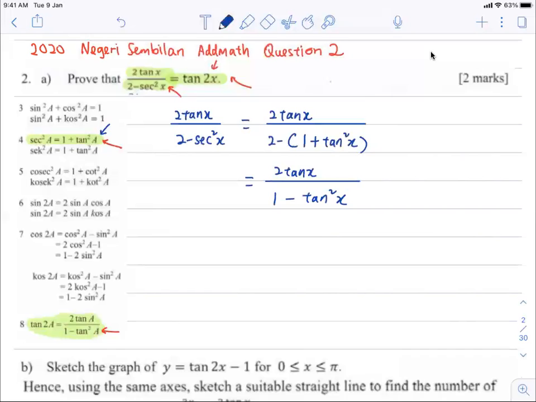Okay, so notice now our equation over here is already very similar to what we have in formula number 8. So what we need to do is just apply formula number 8. We'll get tangent 2x, shown. So we have proved that the left hand side is equal to the right hand side. Okay, let us move on to part B.